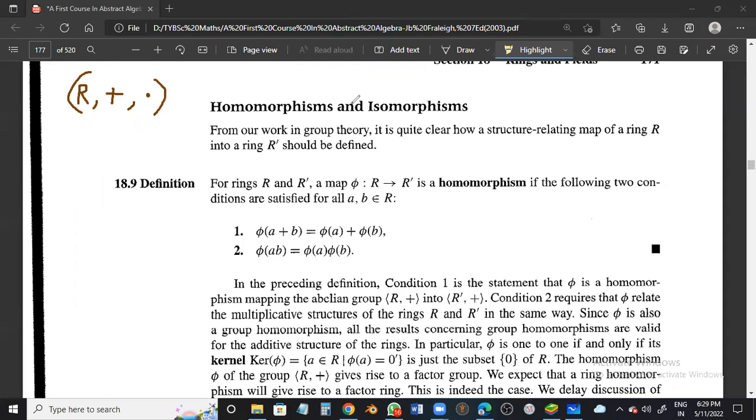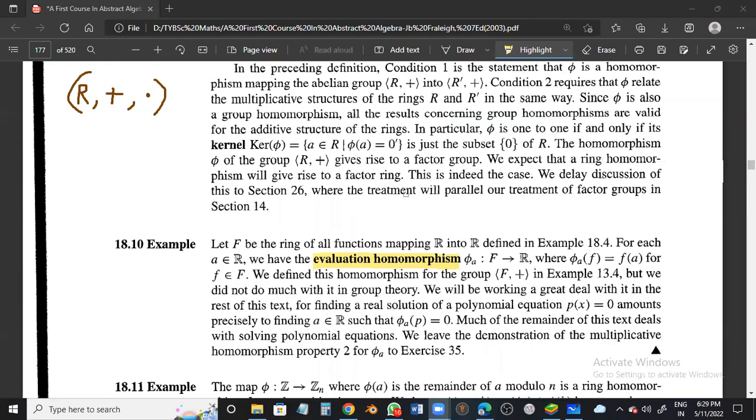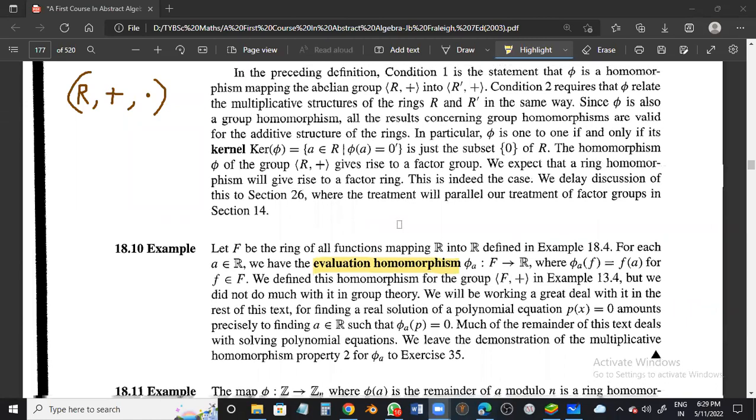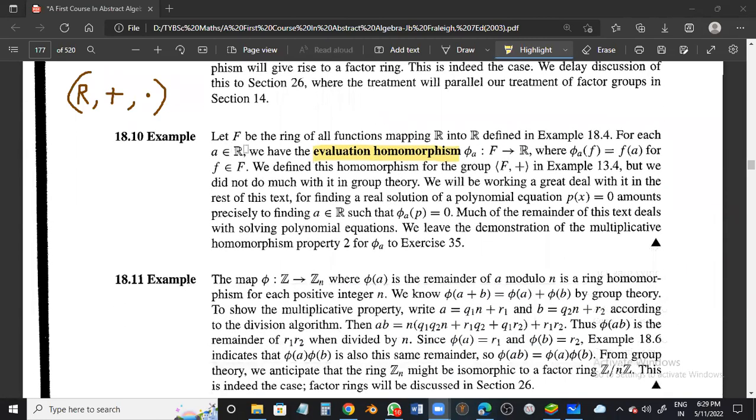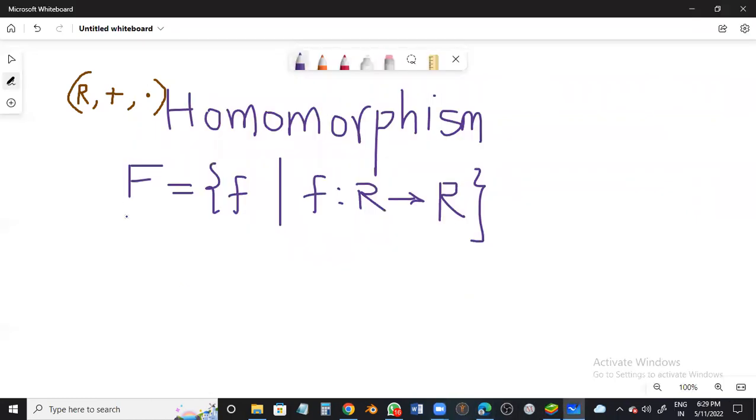So let us deal with this example. We have F to be the ring of all functions mapping R into R. So we have the set capital F, which contains all functions. What kind of functions does it contain? Those whose domain is R and codomain is R. So real valued functions of a real variable we are dealing with.